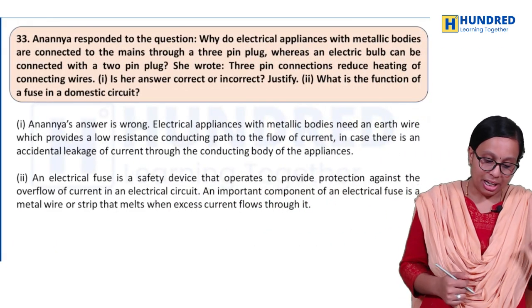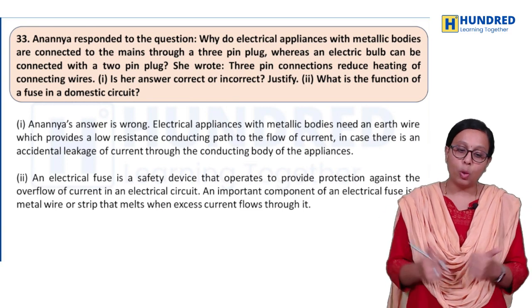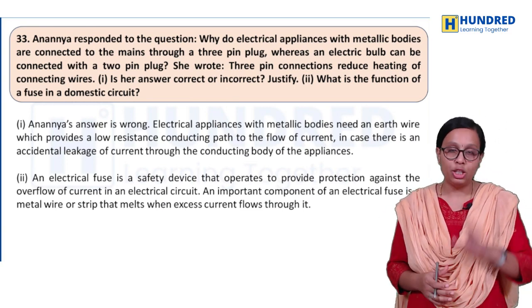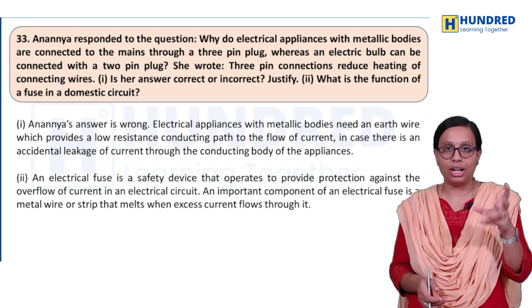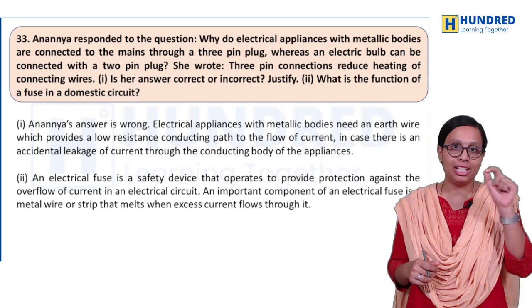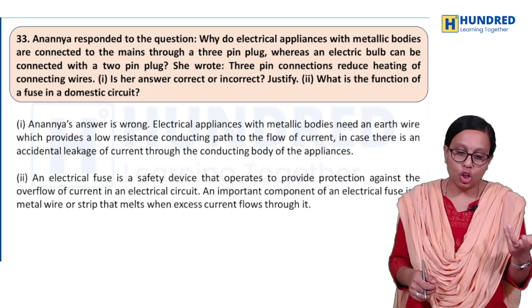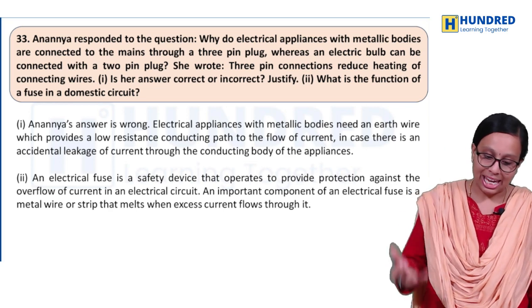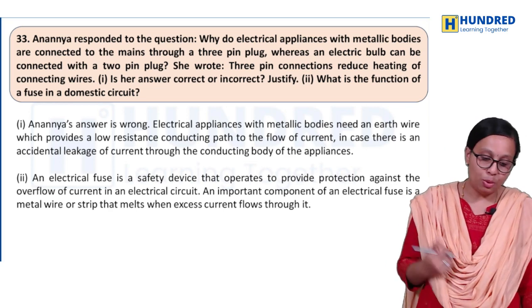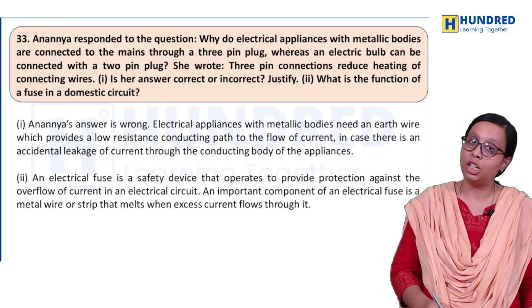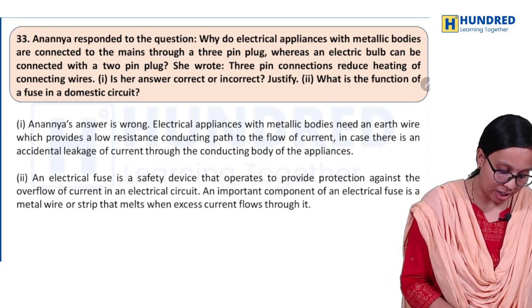And another 3-mark question. Ananya responded to the question, why do electrical appliances with metallic bodies are connected to the mains through a 3-pin plug? If you take a refrigerator or an AC or any laptop charger, all these will have a 3-pin plug. But if you take a normal electric bulb, it will have a 2-pin plug. What is the reason? So she explained 3-pin connections will reduce the heating of the connecting wires. Is her answer correct? No. Her answer is not correct.